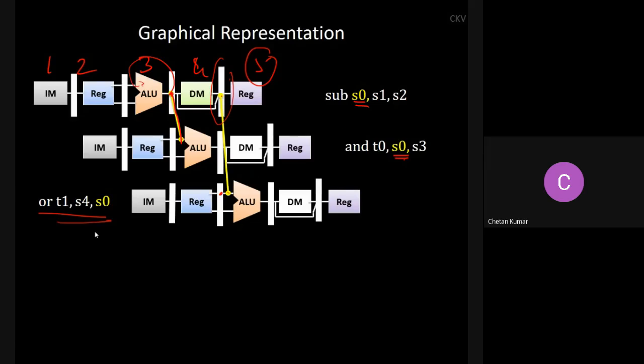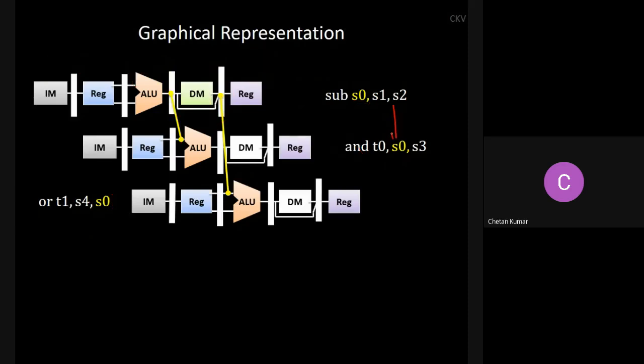But now you understand that for the first instruction, the data hazard can be possible if the second instruction is using the same source as the destination of the first instruction, and also if the third instruction is using the same source as the destination of the first instruction. So in these two cases, you face a hazard.